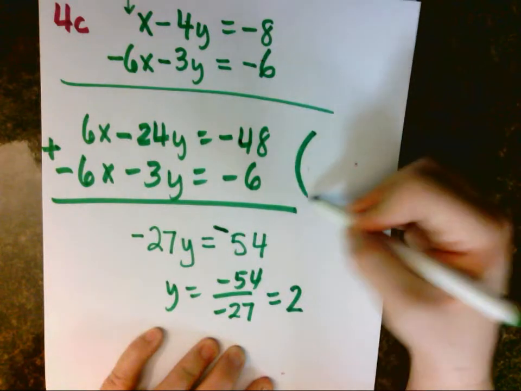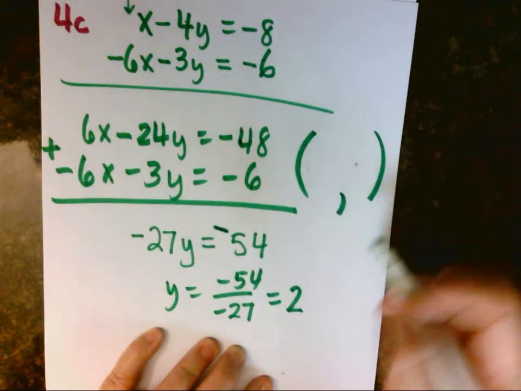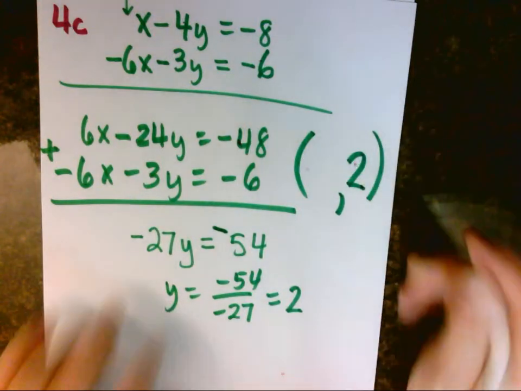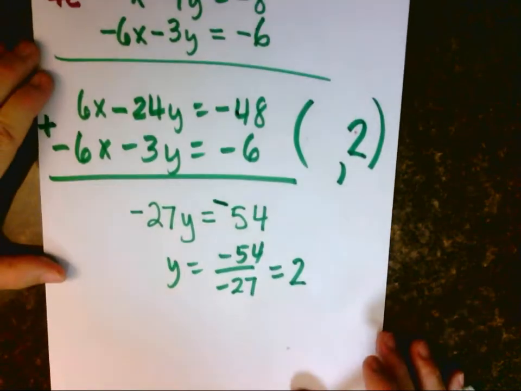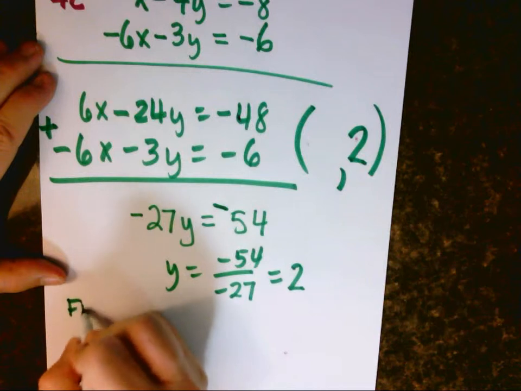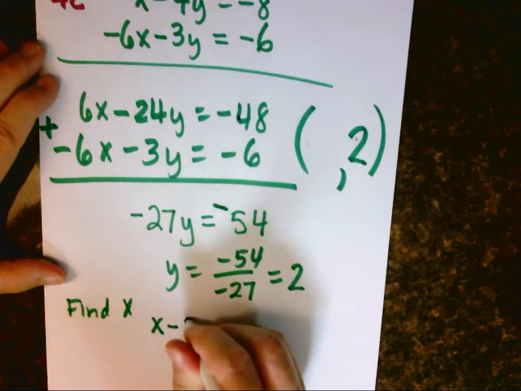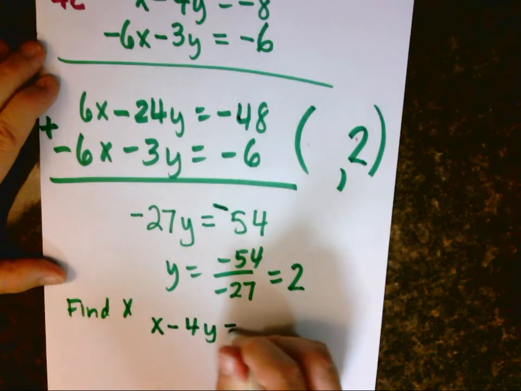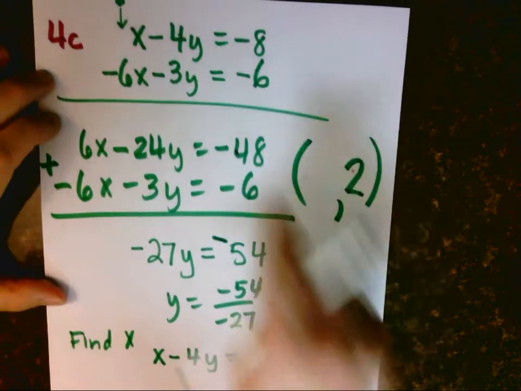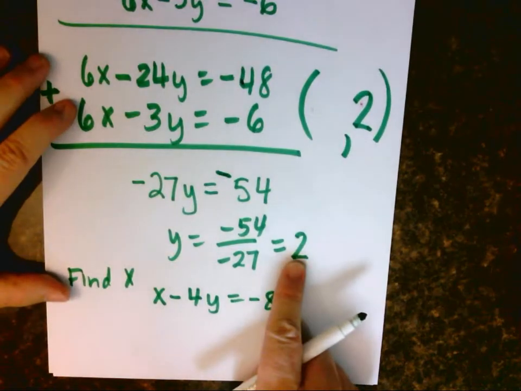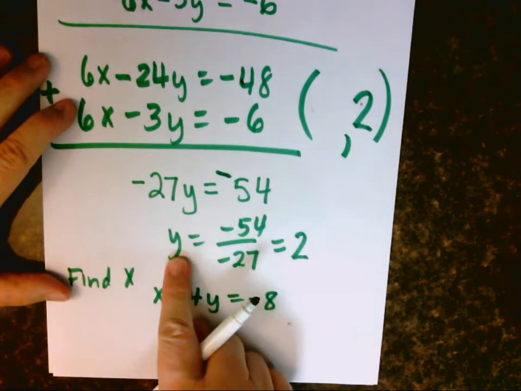So for my solution, I'm going to go ahead and write the solution right here. Be careful, the y this time is 2. So we're starting out knowing the y. Now we need to find x. So again, pick the easiest looking equation. That's the very first one I had at the top of the page. In my opinion, it's that one right up there. And I'm going to put 2 in as the y.